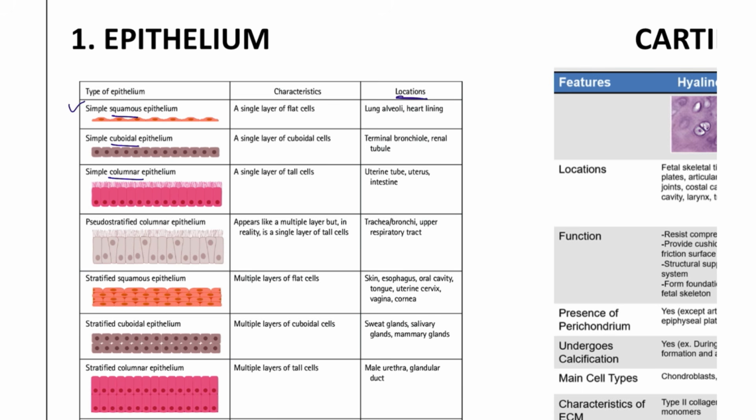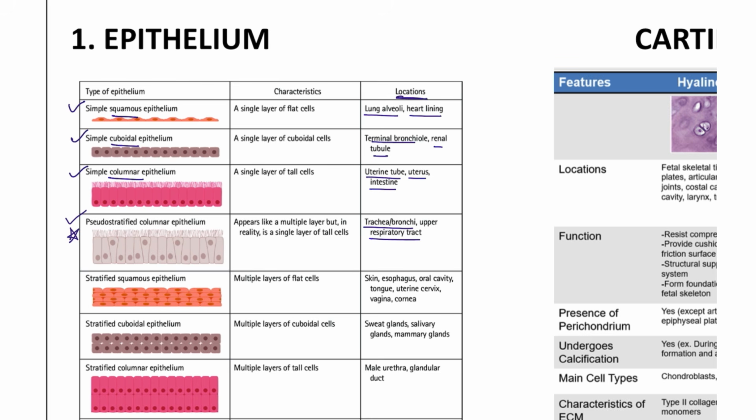The simple squamous epithelium is present in the lung alveoli and heart lining, and the simple cuboidal epithelium is seen in the terminal bronchioles and the renal tubules. Simple columnar epithelium is present in the uterus, intestines, and the uterine tube. Pseudostratified columnar epithelium, this is very important. It is present in the trachea, bronchi, and the upper respiratory tract, for example the larynx.